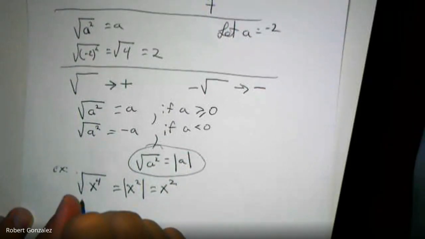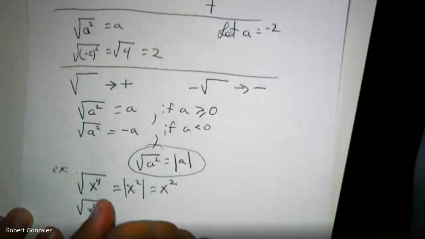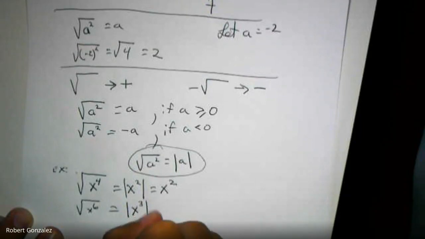But let's say I do the square root of something to the 6th power. I get the absolute value of x cubed, and I can't go any further because I cannot guarantee this will be positive. If x were a negative number, this would turn out to be negative, so I have to leave it like this. If it reduces to an even power, I can take off the absolute values. If it reduces to an odd power, I have to leave it on.